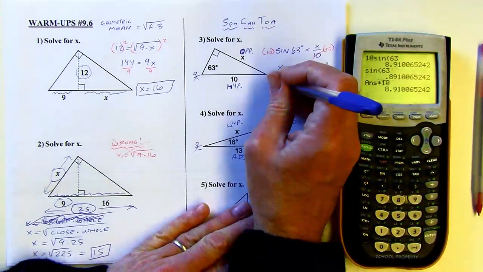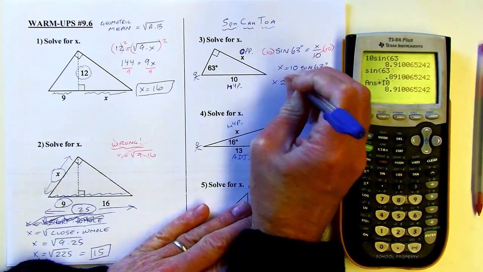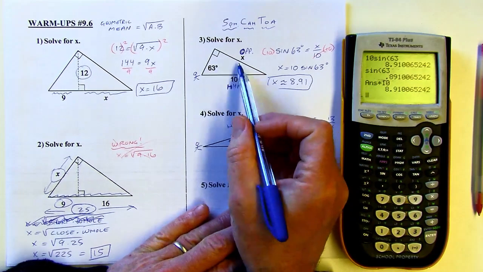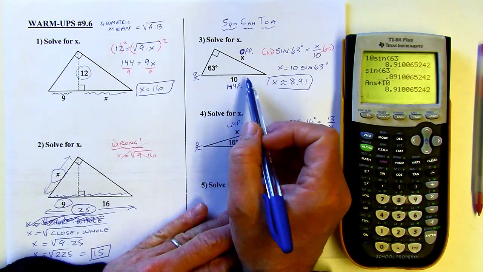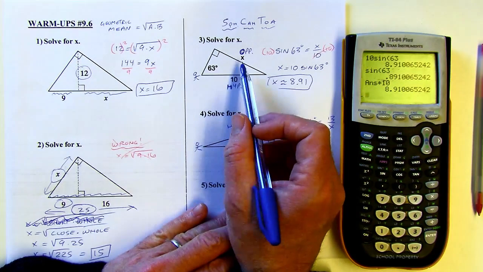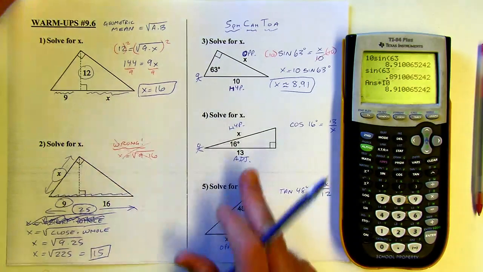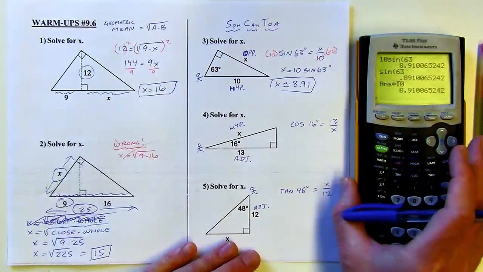I'm going to go to the nearest hundredth on these. And I like to think about my answer and see if it kind of makes sense. It seems like 8.9 would be pretty reasonable if this one's 10. I know it's going to be smaller than the 10. But you know, if you get numbers that are way off the other sides of your triangle, maybe there's a mistake. I kind of like to double check that.